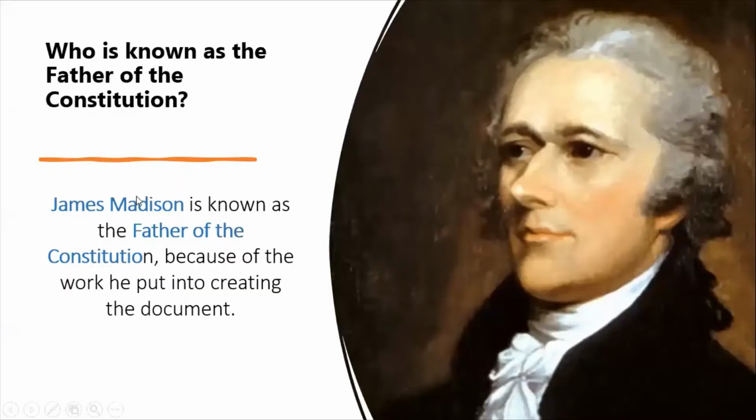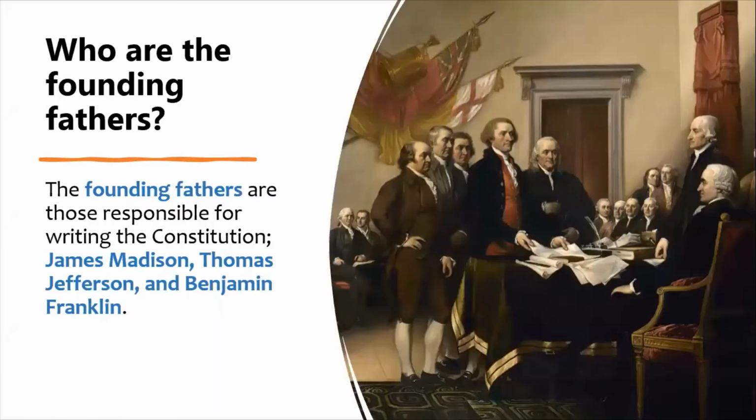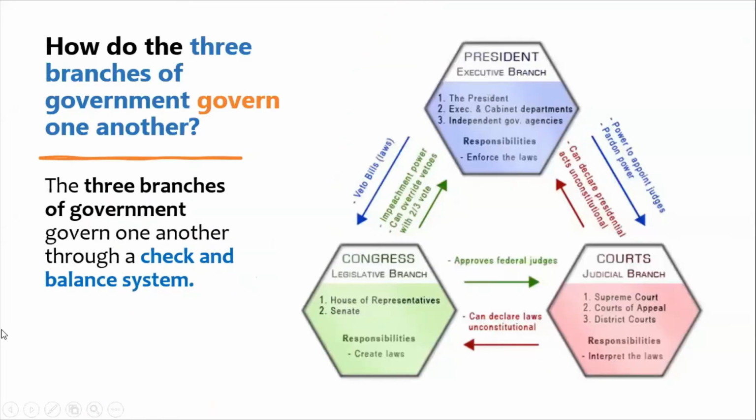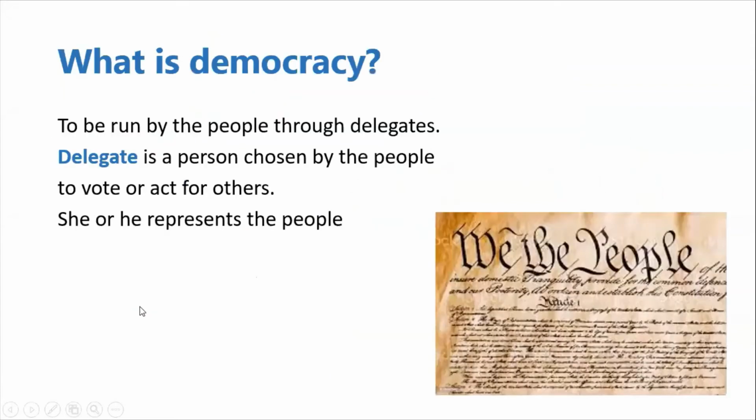Who is known as the father of the Constitution? James Madison is known as the father of the Constitution because of the work he put into creating the document. Who are the founding fathers? The founding fathers are those responsible for writing the Constitution: James Madison, Thomas Jefferson, and Benjamin Franklin. How do the 3 branches of government govern one another? The 3 branches of government govern one another through a check and balance system.